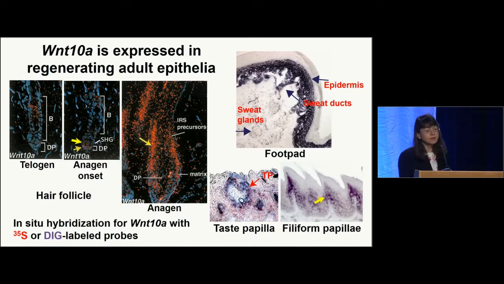Consistent with the defects seen in the human patients, we find, now turning to mouse tissues, that Wnt10A is expressed in the epithelia that are defective. Here we can see that Wnt10A is not expressed in resting hair follicles, but comes on at anagen onset and is highly expressed during the growth phase, as well as being highly expressed in the epidermis and sweat ducts, and in taste and filiform papillae in the tongue.